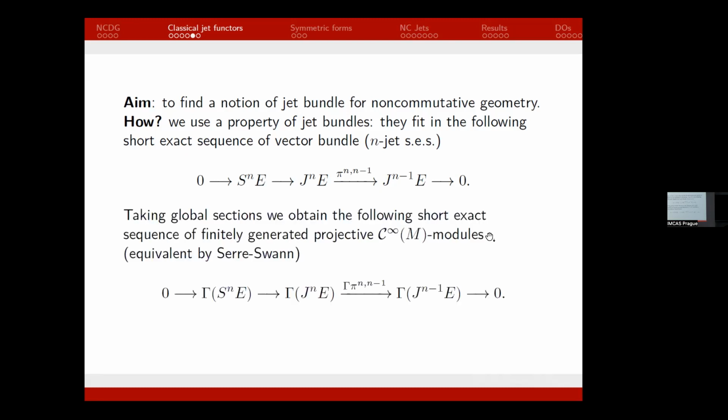Okay, so how do we do that? Sorry, S^n is the symmetric tensors of order n in general. So it's a bundle of symmetric tensors of order n. Its sections are basically polynomials in a sense, with C infinity functions, but you can see them like that.